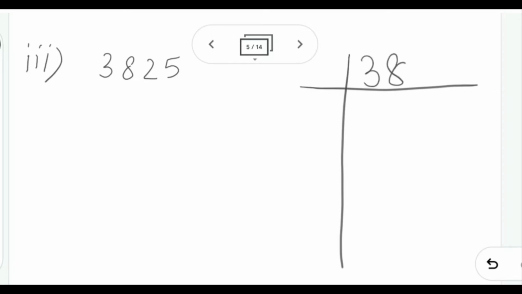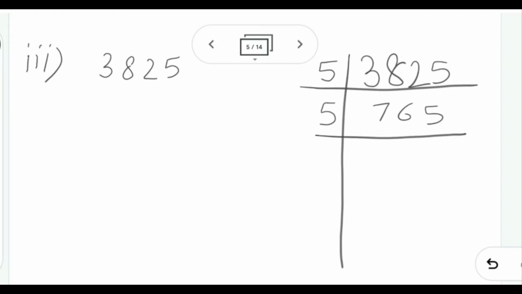In this we have to make prime factors of 3825. So let's write this number first. Since we can see that its last digit is 5, 5 will be one of its factors. So we can start dividing it by 5. When we divide it by 5, we get 5 7s are 35, and then it will go on 6 and 5. So we will be getting 765.